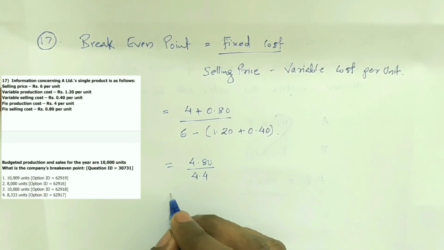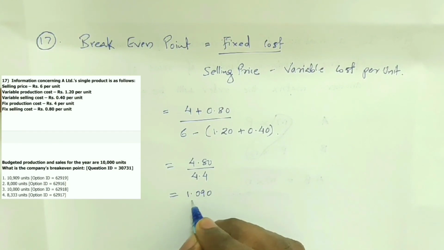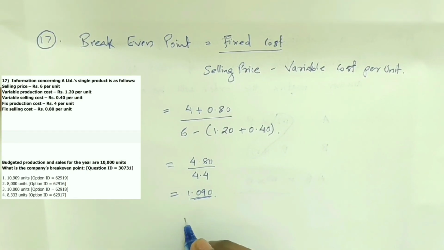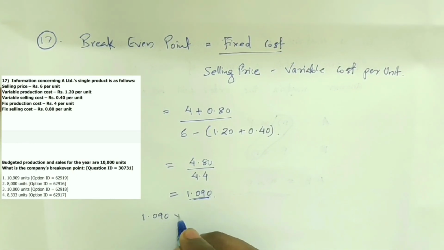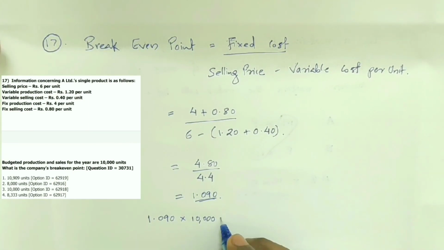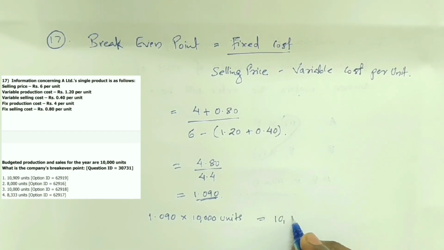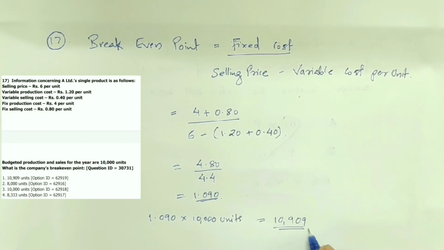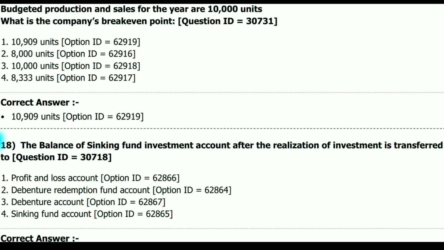is equal to 1.090. Now multiplying it with the units given, 1.090 into 10,000 units is equal to 10,909 units. The answer is same.